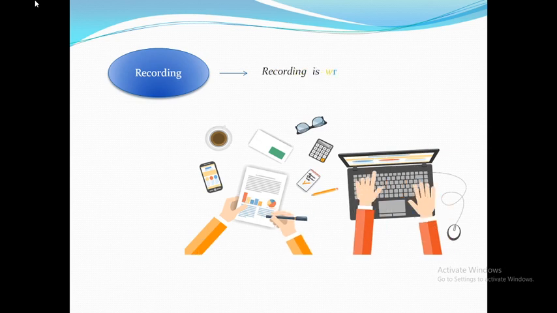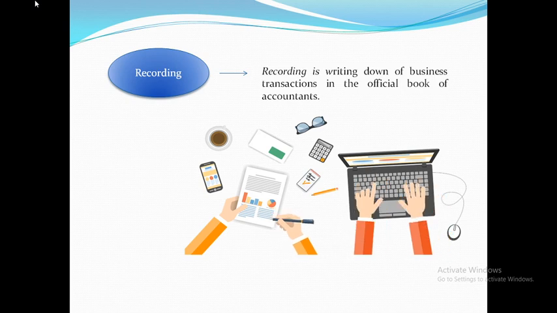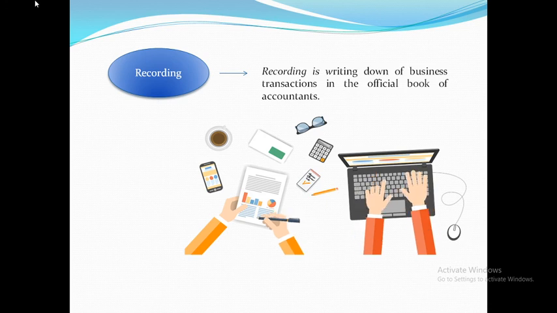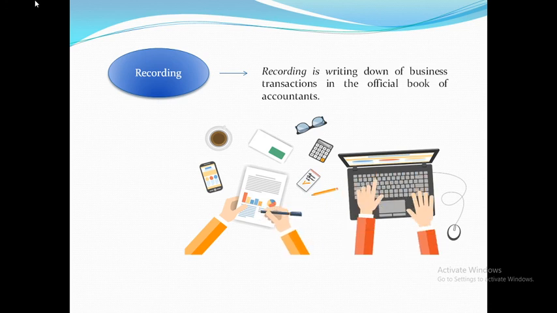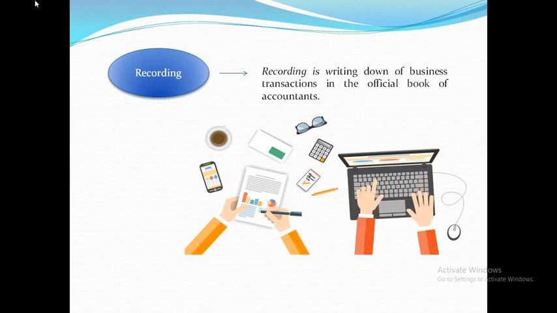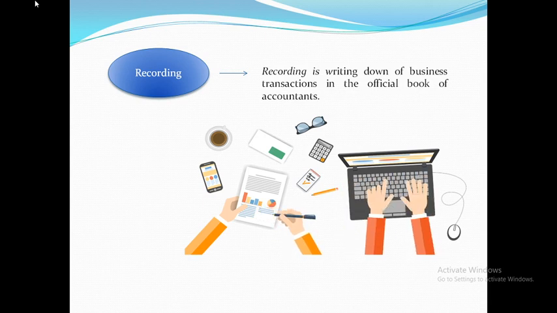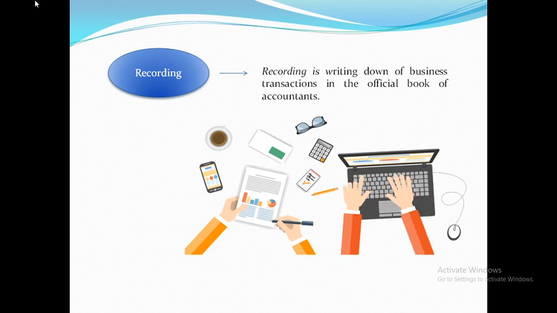Now let's individually define the processes of accounting. First, the recording. Recording is simply the writing down of business transactions in the official book of accounts. This official book of accounts is important because it is where business transactions are recorded. They are not just recorded in any kind of book that the accountant or the owner wants. They should be recorded in an official book duly registered with the Bureau of Internal Revenue. Okay? That may be proof that your business is legit.